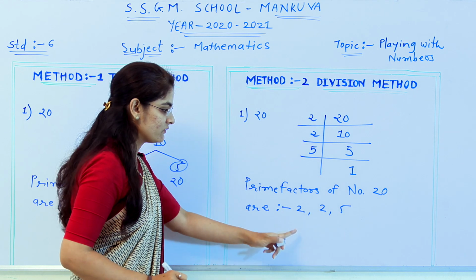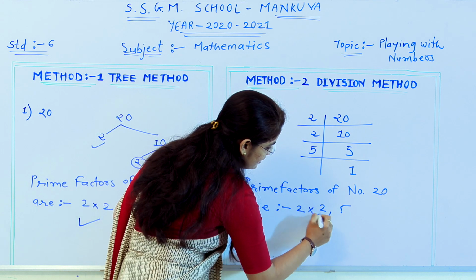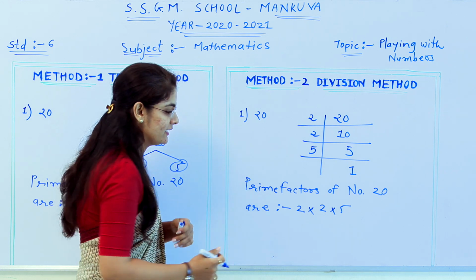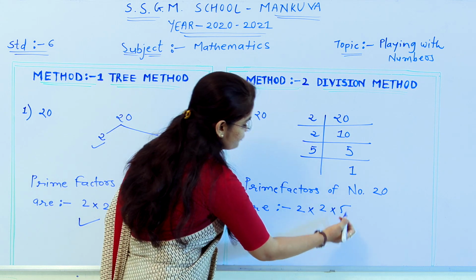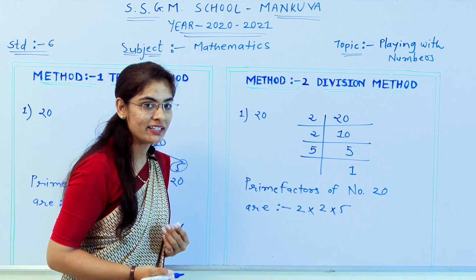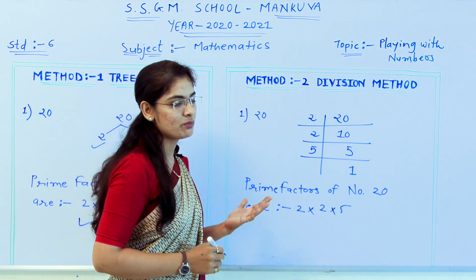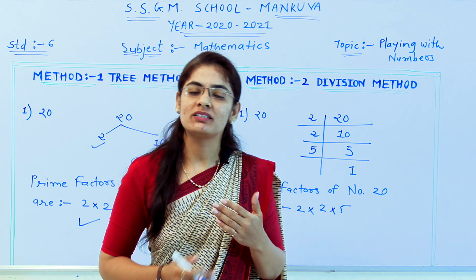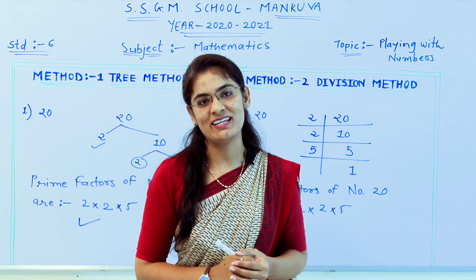Again, don't write with comma, write with sign of multiplication, right? Because we have to do tally it. 2 2s are 4 and 4 5s are 20. It means we are right. So this is the division method and tree method. Only the methods are different, but the answer will be same.